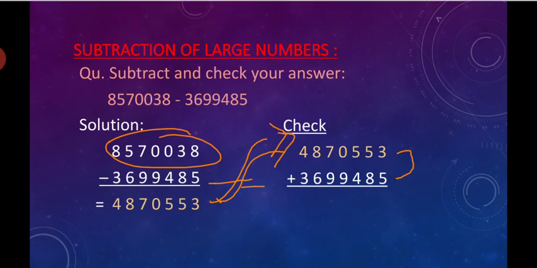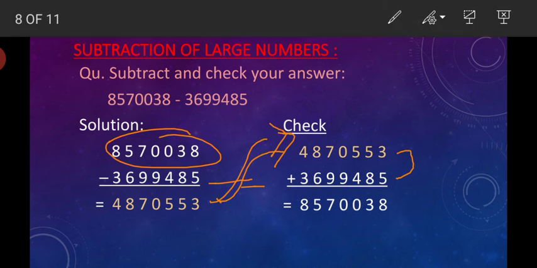So let us check this one. If we add these two, 3 plus 5 is 8. You have to start from the right side. Okay, 5 plus 8 is 13, it becomes 13, and 1 is carried forward to the previous digit. So 5 plus 1 is 6, 6 plus 4 is 10, it becomes 0. Again 1 is carried forward to the previous digit. So 1 plus 0 is 1, 1 plus 9 is 10, it becomes 0, and 1 is carried forward to the previous digit.